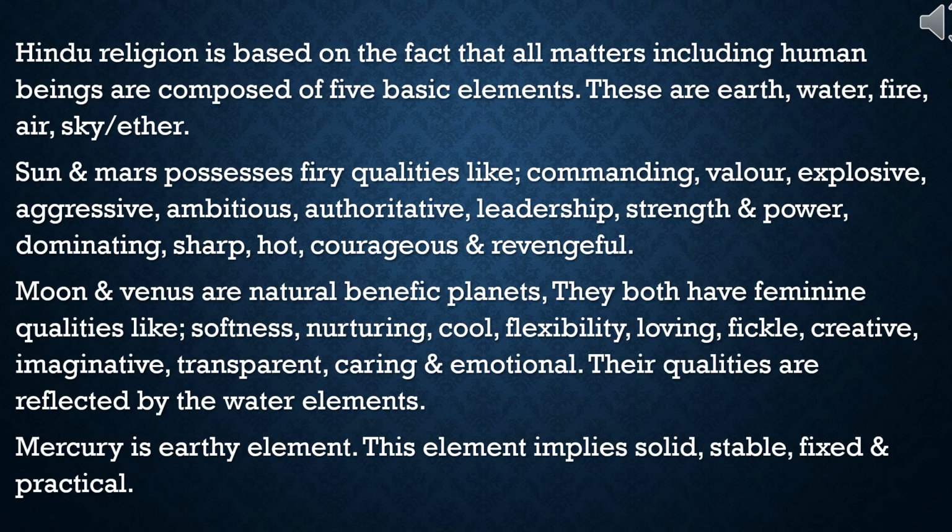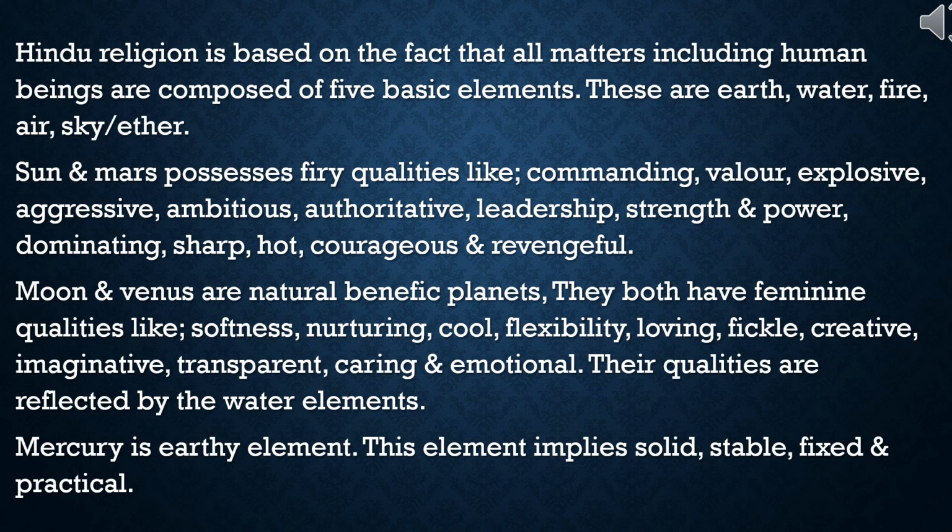Hindu religion is based on the fact that all matter, including human beings, is composed of 5 basic elements. These are earth, water, fire, air, sky or ether. Sun and Mars possess fire qualities like commanding, valor, explosive, aggressive, ambitious, authoritative, leadership, strength and power, dominating, sharp, hot, courageous and revengeful.